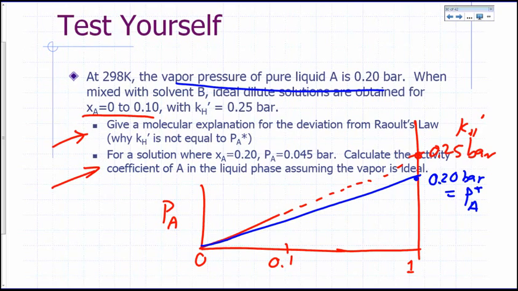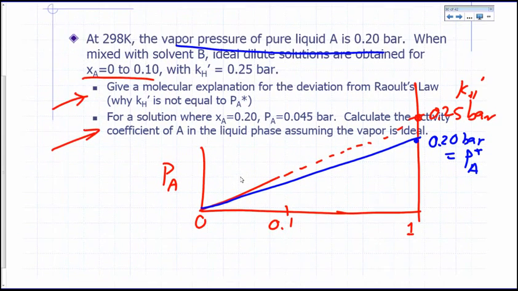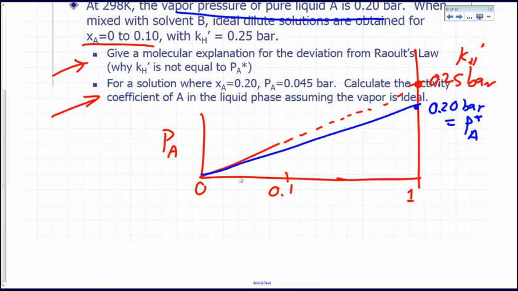For a solution where mole fraction of A is 0.2, let's just suppose you measured it and you found it to be 0.045. Okay? What would be the activity coefficient of A in the liquid phase, assuming the vapor is ideal? So our activity coefficient is going to be P sub A over what you would expect from Henry's law, which would be, what would it be? KH prime times mole fraction of A.